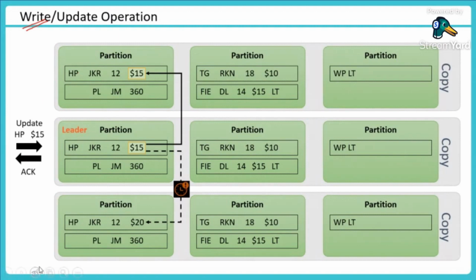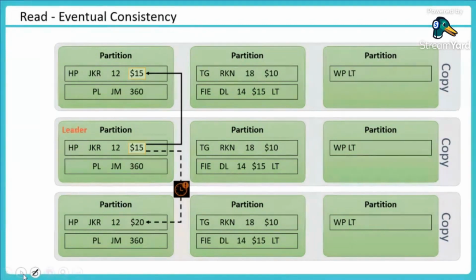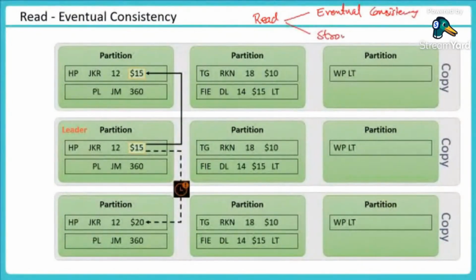Let me explain what kind of challenge I am talking about and pay attention to that. So when I say read in a DynamoDB, I have two options. I have a read which is called eventual consistency. And second one is called strong consistency. Let me explain the difference between them.